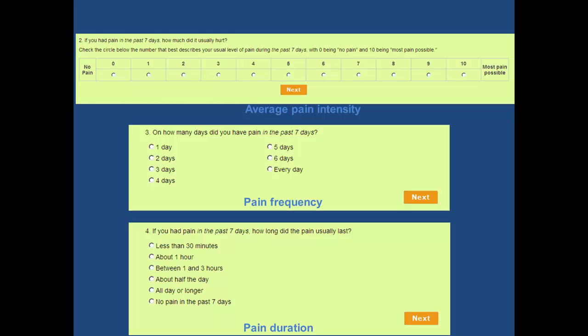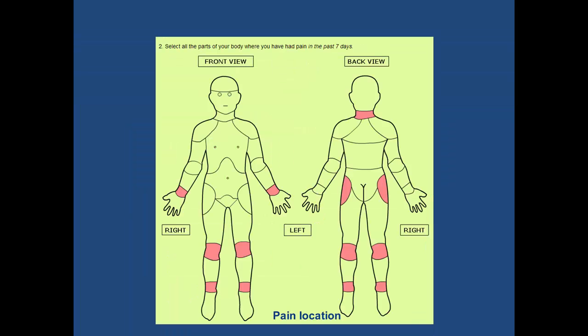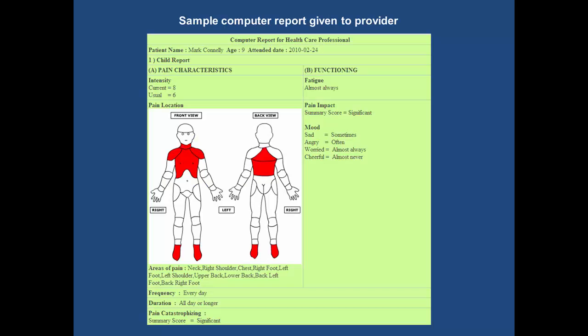Also, they ask about the average pain intensity over the past 7 days, the frequency at which the patient has had pain in the past 7 days, and then how long it usually lasts when they do have pain. The other part of this pain assessment is for the kids to indicate where they're having their pain, and they use a stylus to color in areas where they have pain.